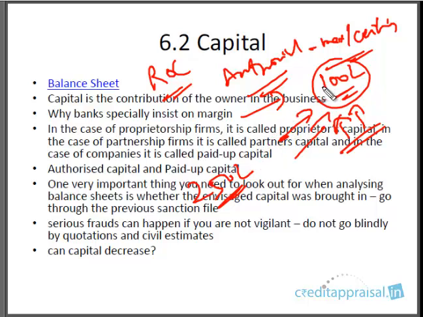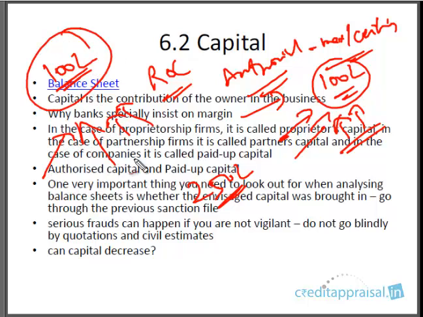It's not that you have to forever stay with 100 lakhs. But at any point of time, if the authorized capital is 100 lakhs, they cannot invest more than 100 lakhs. To infuse additional capital, they need to increase the authorized capital. So authorized capital is the ceiling, the maximum amount of funds the promoters can pump in.